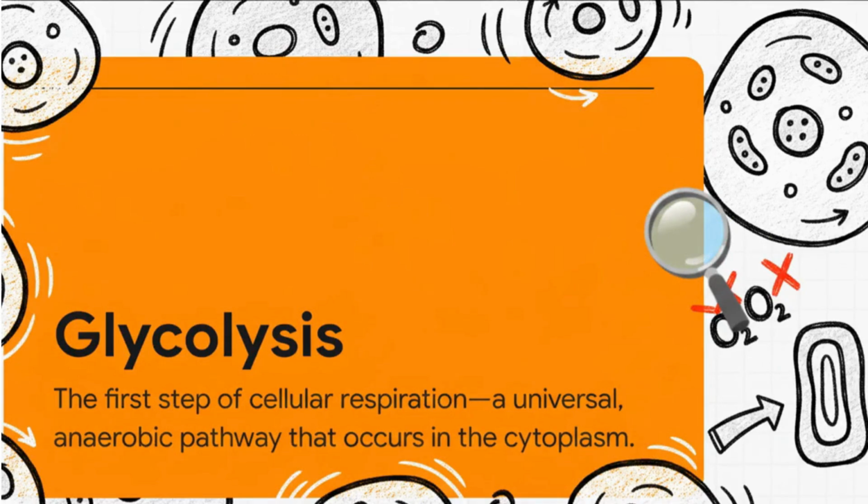This is the very first step of cellular respiration. And what's really cool about it are two things. First, it's anaerobic, meaning it doesn't need any oxygen. This is a huge clue that it's an incredibly ancient pathway, probably evolving way back before Earth's atmosphere even had much oxygen. And second, it all goes down right in the cell's cytoplasm, which makes it this universal baseline way for pretty much all cells to get a quick energy boost.